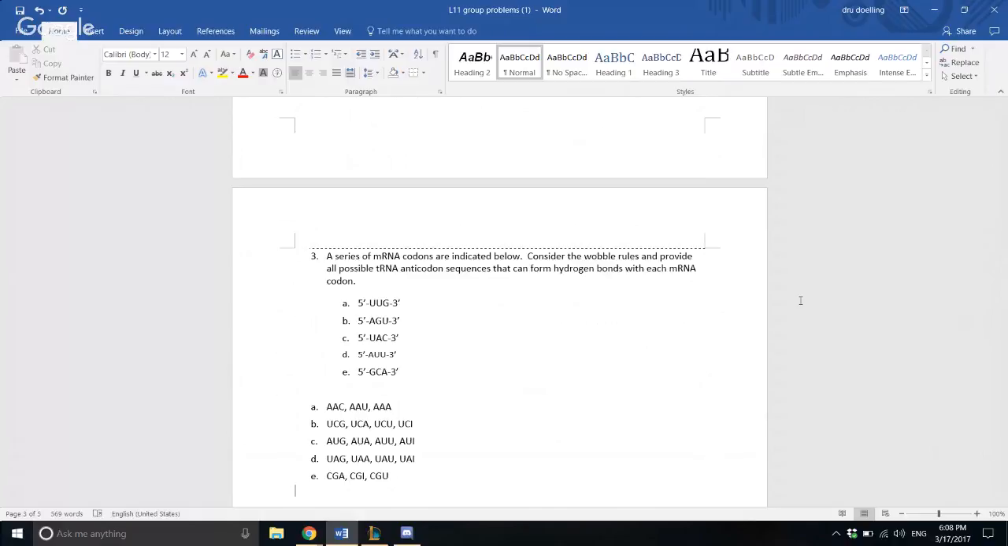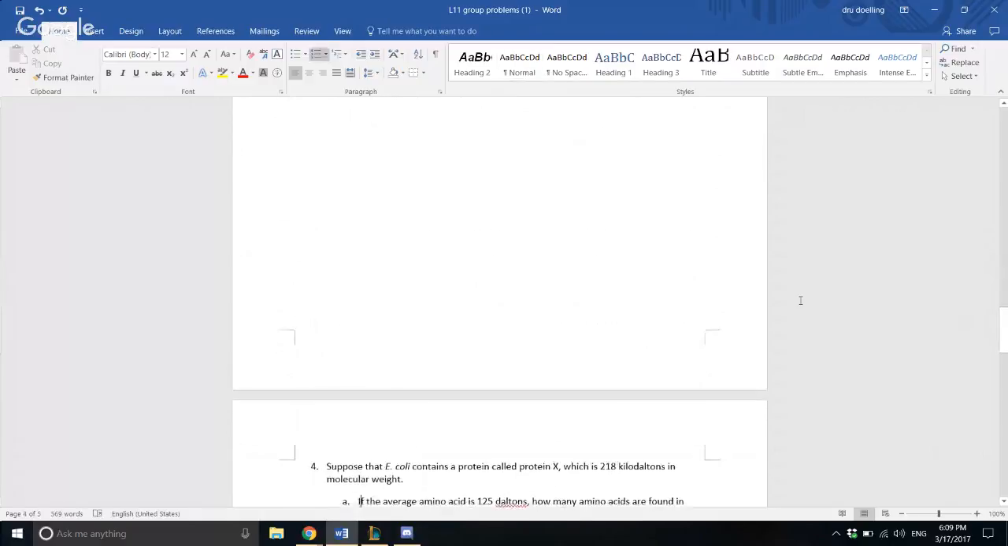B, same thing. For the AGU, the last part was the U, so every U is changed to G, A, U, and C. So UCG, UCA, UCU, UCC. And this is all going to be from 3' to 5'. Same thing with C, UAG, UAA, AUA, sorry, AUU, AUC, and so forth. Same with D and E. So just look at the box and do the thing.